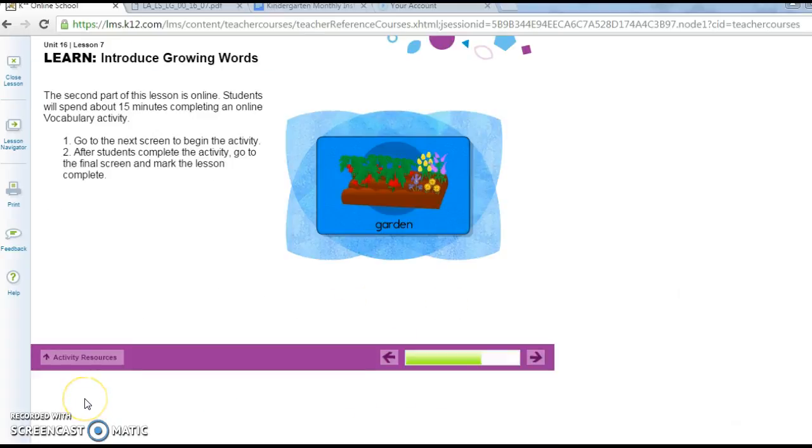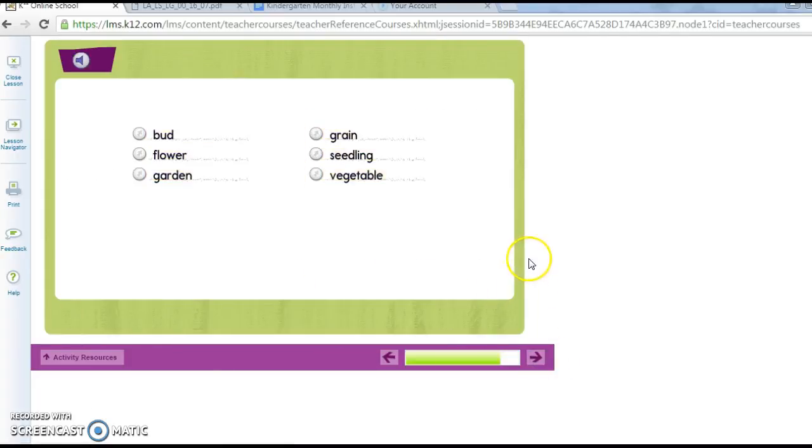Super job! Now we are going to do the Growing Words activity in the OLS. So your student is now ready to review the vocabulary for the growing words that we learned today. So please pause this recording and have your student complete this activity.